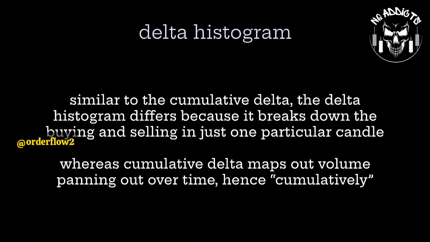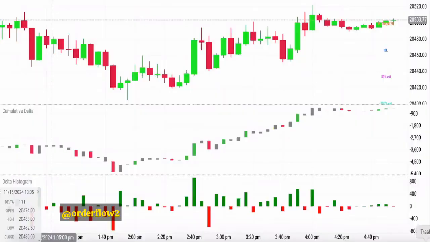Another piece of it is the delta histogram, and this is similar to cumulative delta, but the delta histogram differs because it breaks down the buying and selling into just one single candle, whereas the cumulative delta maps out volume panning out over time, hence cumulatively. Okay, and I'll show you these right here. So this is price action on NQ. This is the cumulative delta, and this is the delta histogram.